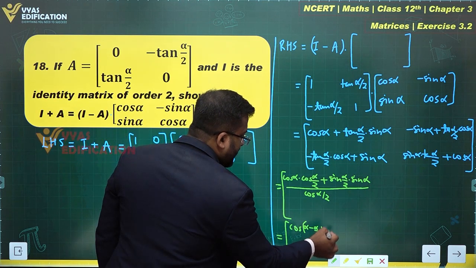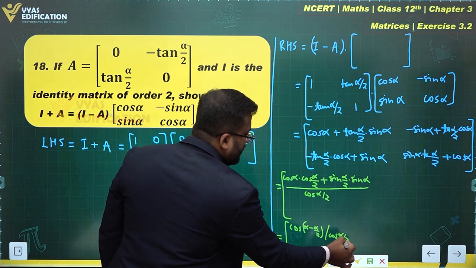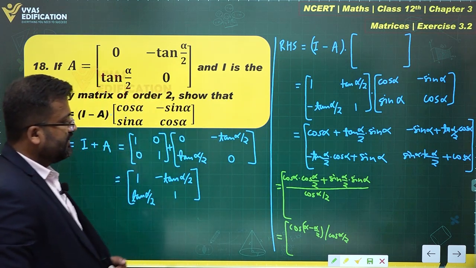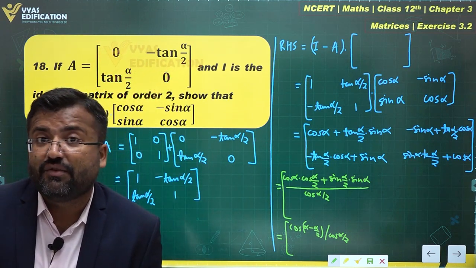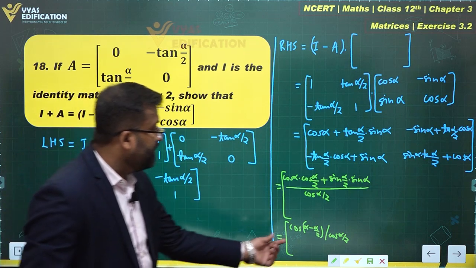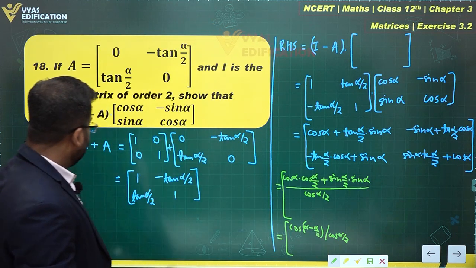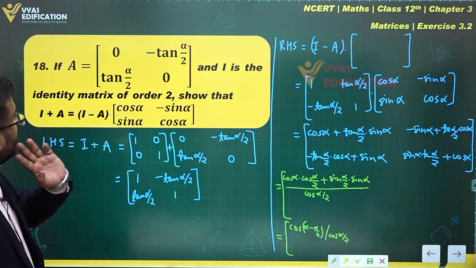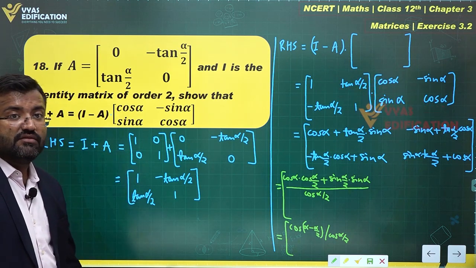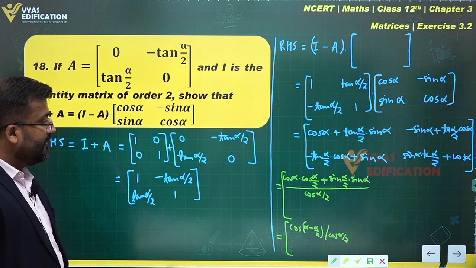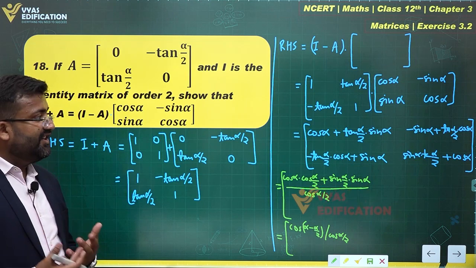What you have in the denominator is cos alpha by 2. Cos of alpha minus alpha by 2, what is that? Cos of alpha by 2 in the numerator and cos of alpha by 2 in the denominator. And yes, that is equal to this one over here. Okay, the LHS and RHS first terms seem to come out to be equal, right? Similarly, we can simplify the other terms as well.